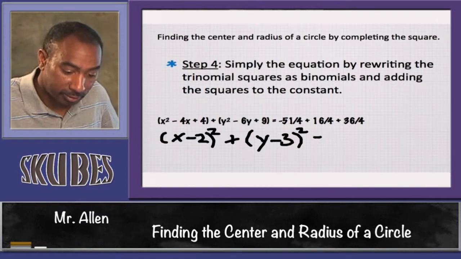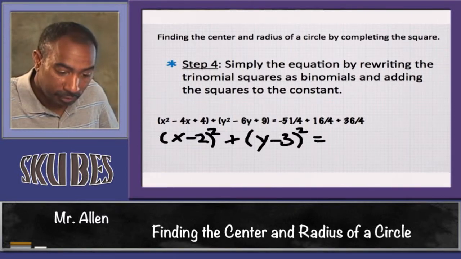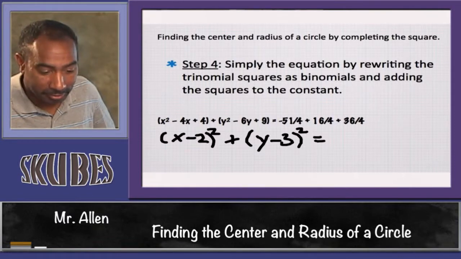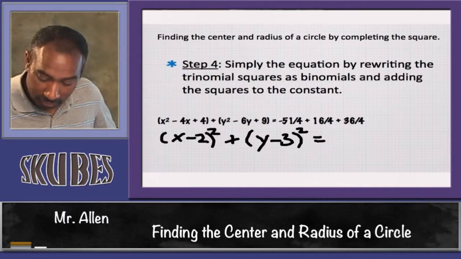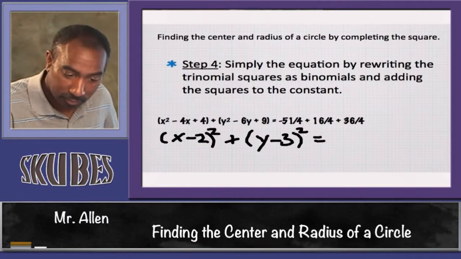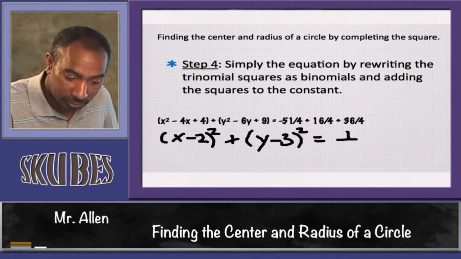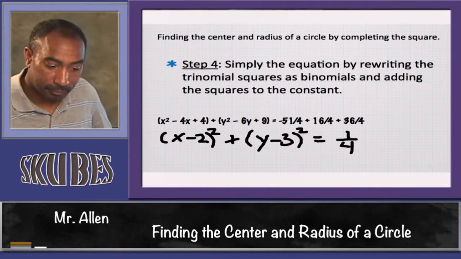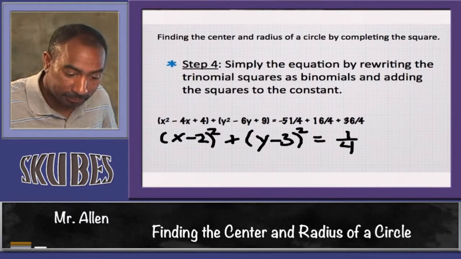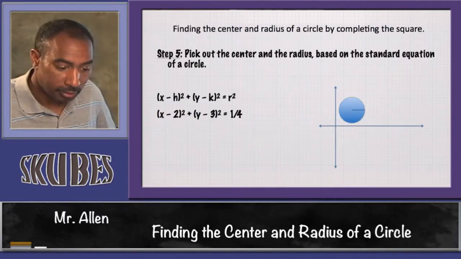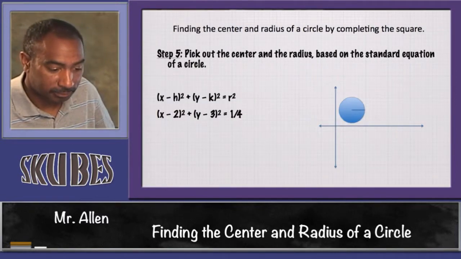And you want to simplify this. Since you have to get common denominators, if you add negative 51, 16, and 36, you're going to wind up with 1/4 here. And what we're trying to do is get this to look like the equation of a circle.